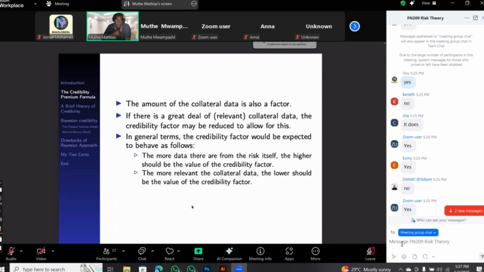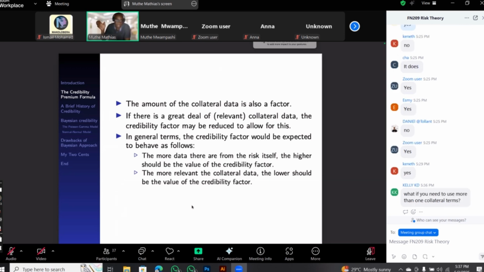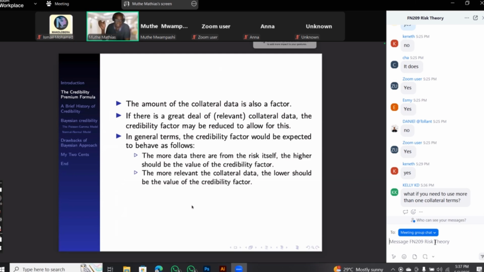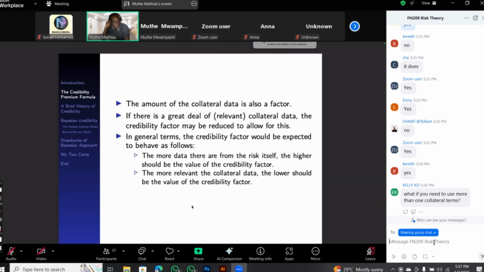So if you have, let's say, one company, or 3 companies, I don't know, it does not matter how many collaterals you have. As long as you have the data, you can incorporate that. But we need another framework to accommodate that. We call it empirical Bayesian credibility. It's not what we are covering today, but there is an approach which will allow us to do that, Kelly.